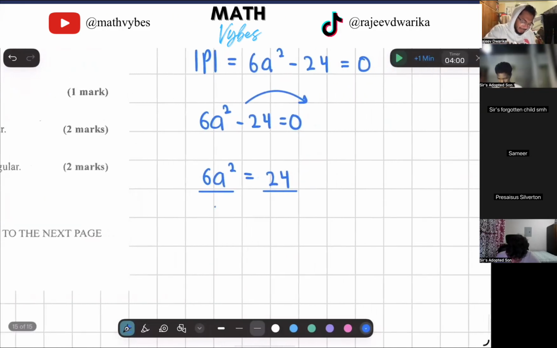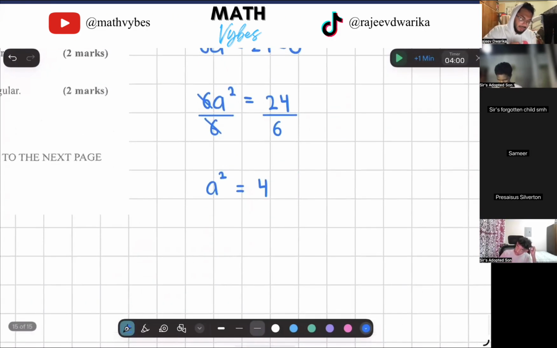Right? So I'll divide both sides by 6. So what is 6 into 24? 4. Right? And so I have A squared, and I need to find A. What is the opposite of square? Square root. Right, so I'll square root both sides. And what is the square root of 4? 2.